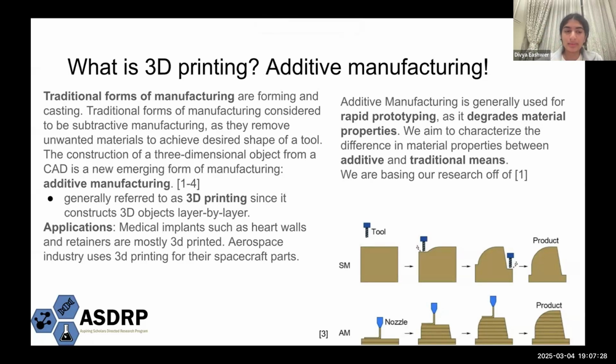Now, as a result of this, subtractive manufacturing ends up wasting much more material than 3D printing. And additive manufacturing is generally used for rapid prototyping since it degrades material properties. So we aim to characterize the difference in material properties between the additive and traditional means in this project.